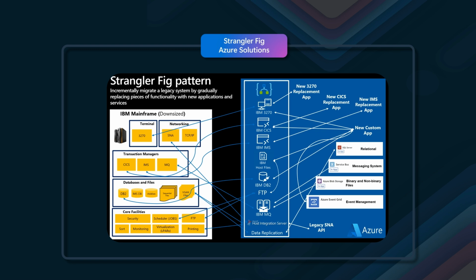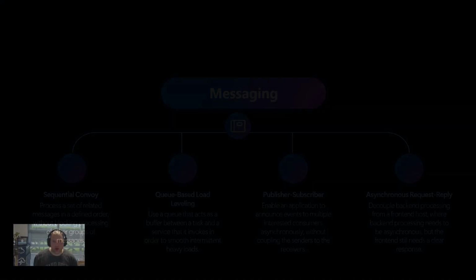In conclusion, the strangler fig pattern offers a strategic and effective way to modernize our legacy systems by incrementally migrating functionalities. We can achieve a seamless transition to a modern, scalable, and efficient system.